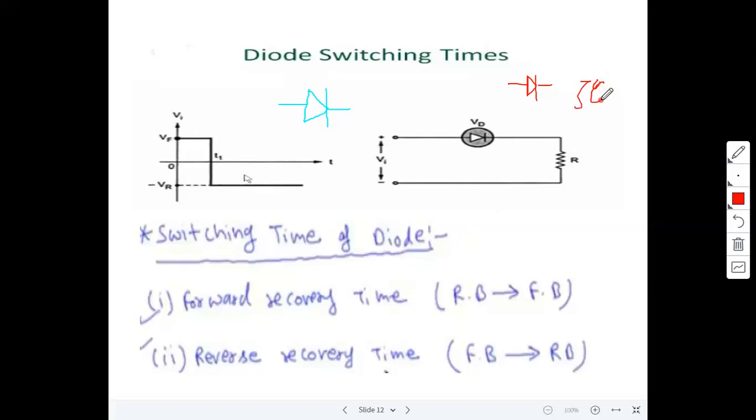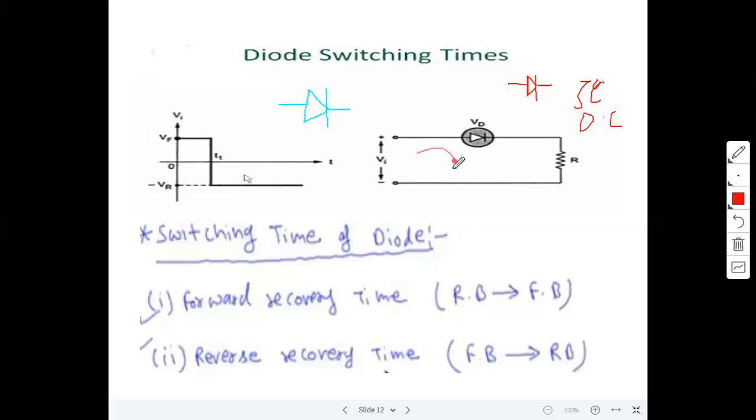When the diode is in reverse bias, it simply behaves like an open circuit, right? The short circuit concept and the open circuit concept. But in practical cases, the timing behavior is a transient behavior. That means it does not happen immediately.